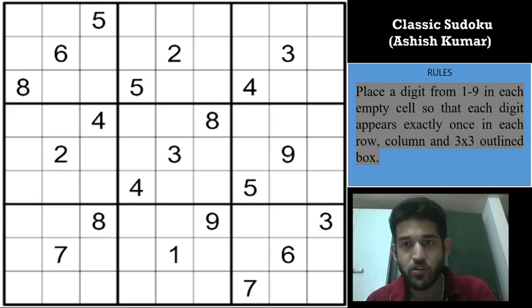The rules of the Sudoku are: each row, column and box contains the digits 1 to 9 without any repetition. Standard classic rules. So having said that, we'll move on to start solving this classic Sudoku now.